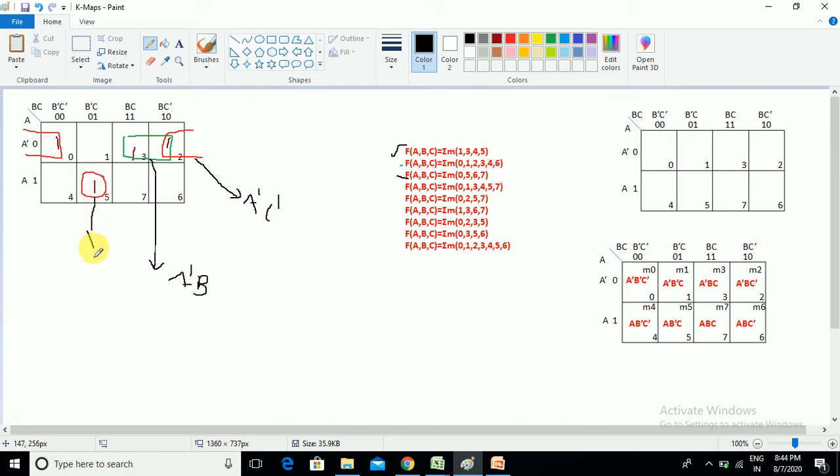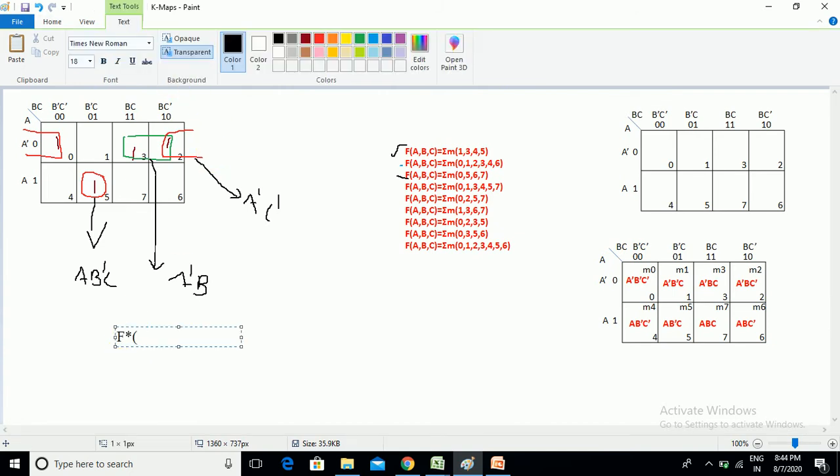Now for the fifth one, there is no grouping. Directly you need to write the cell value. What is the cell value of that fifth one? A B dash C. So this becomes the minimized minterms for the given question. Let us write the answer: F of A, B, C equals A B dash C plus A dash B plus A dash C dash. So this is the answer for the given question.